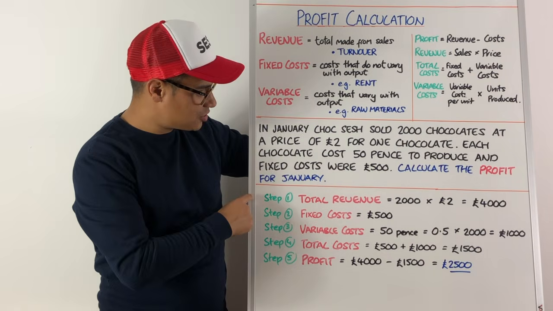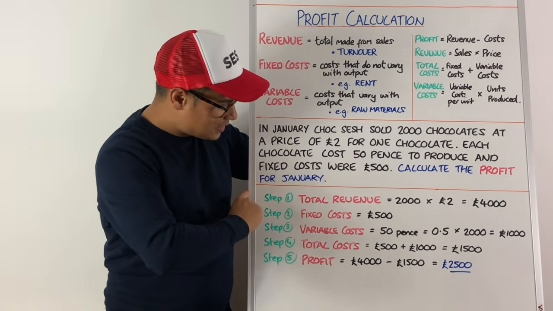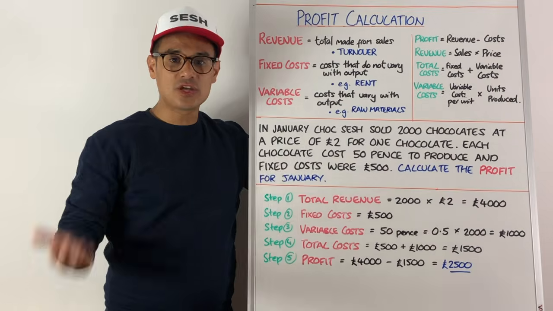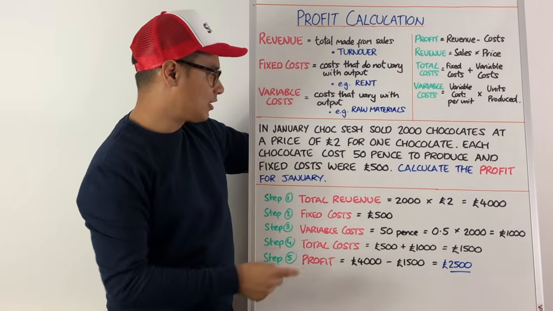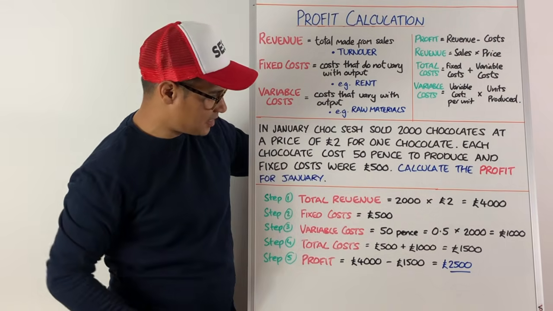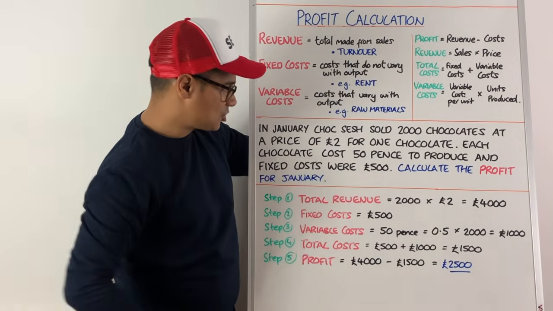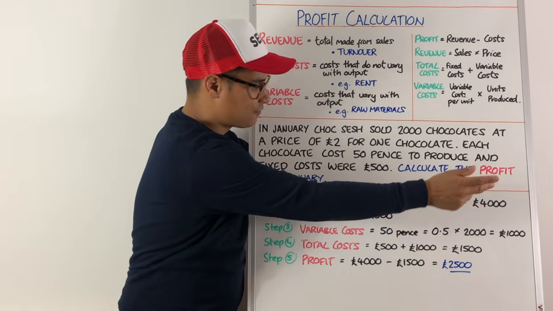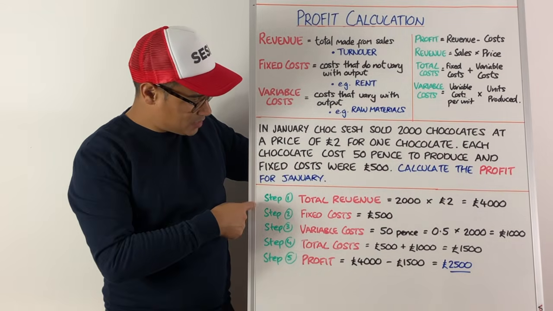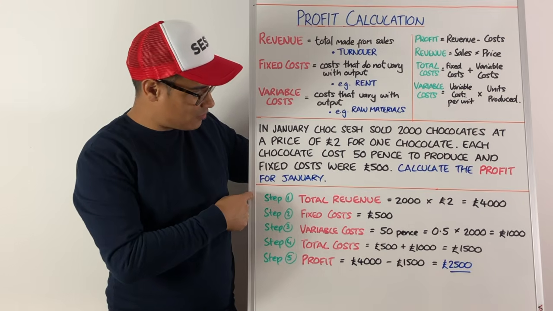So the first thing we want to do, based on this question, is to calculate the total revenue. Well, the total revenue, as we saw here, is sales times price. So we're looking for the price. The price is £2, it says there. And how many have they sold? They've sold 2,000 chocolates. 2,000 times £2 is £4,000. So that's step one. We've worked out the total revenue.